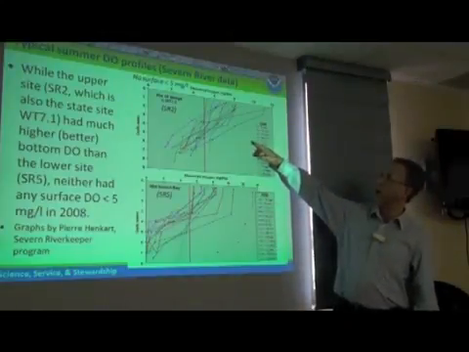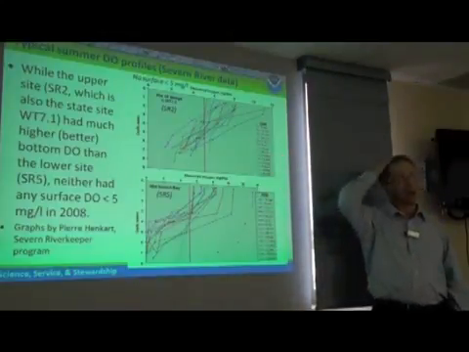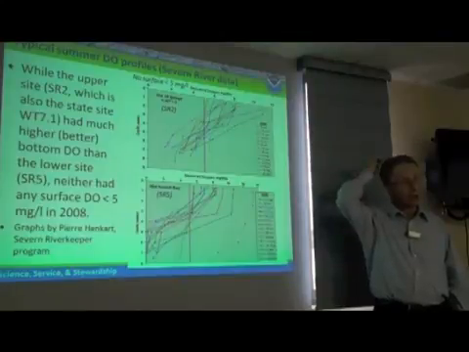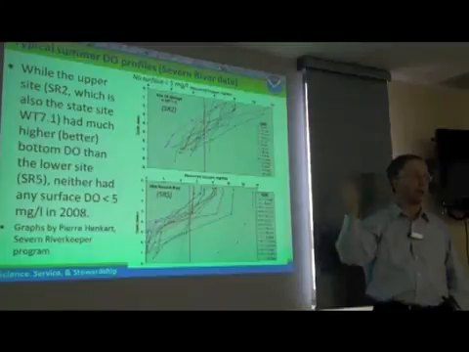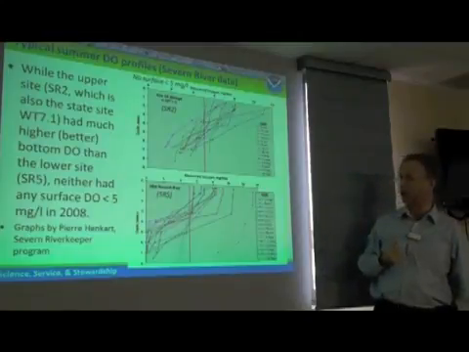Interestingly, the upper one, SR2, is the same as the state station, and in the Severn it tends to have better dissolved oxygen conditions than several of the other sites that the Severn Riverkeeper monitors.